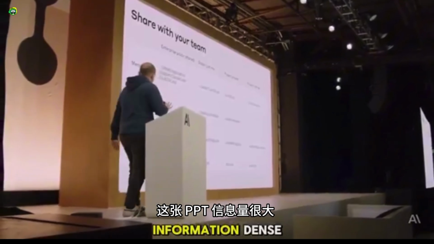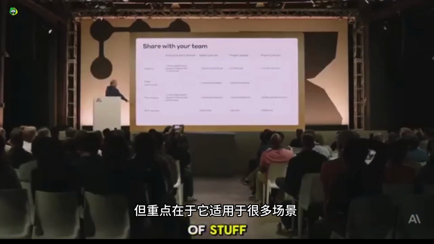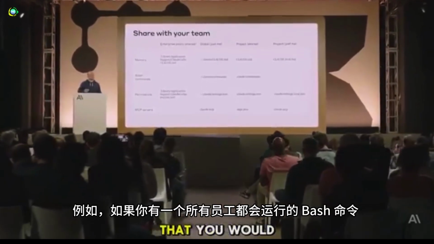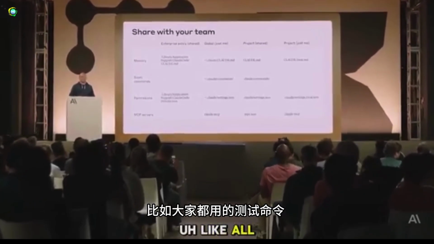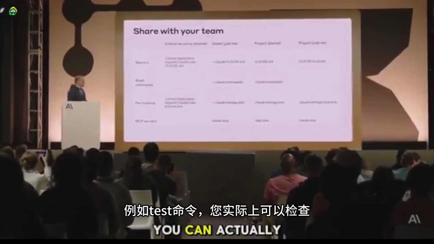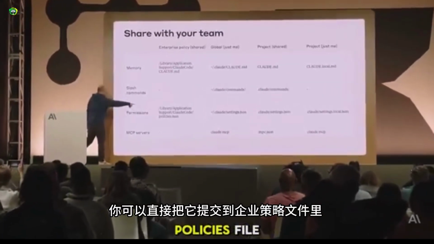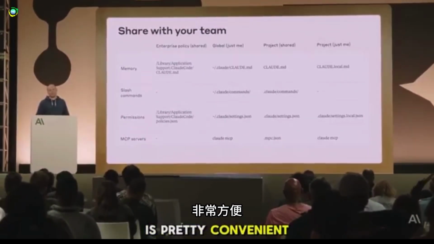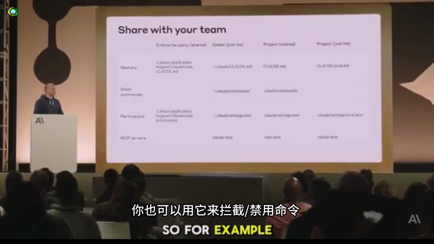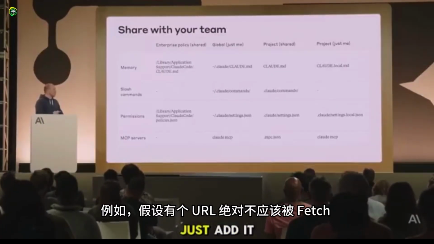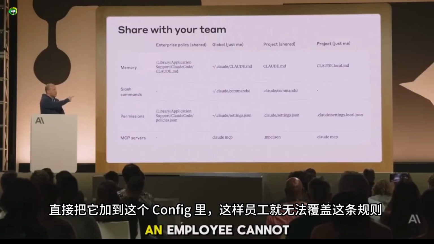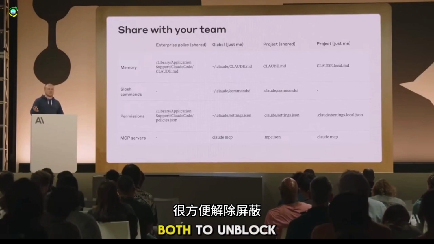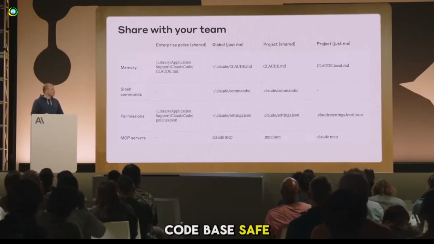And this slide is pretty information dense, but the point is this applies to a lot of stuff. So you can do this for slash commands. You can do it for permissions. So for example, if you have a bash command that you would run for all your employees, like all your employees use this test command, for example, you can just check it into this enterprise policies file. And then any employee, when they run this command, it will be auto-approved, which is pretty convenient. And you can also use this to block commands. So for example, let's say there's a URL that should never be fetched. Just add it to this config, and that'll make it so an employee cannot override it, and that URL can never be fetched. So pretty convenient both to unblock people and also just to keep your code base safe.